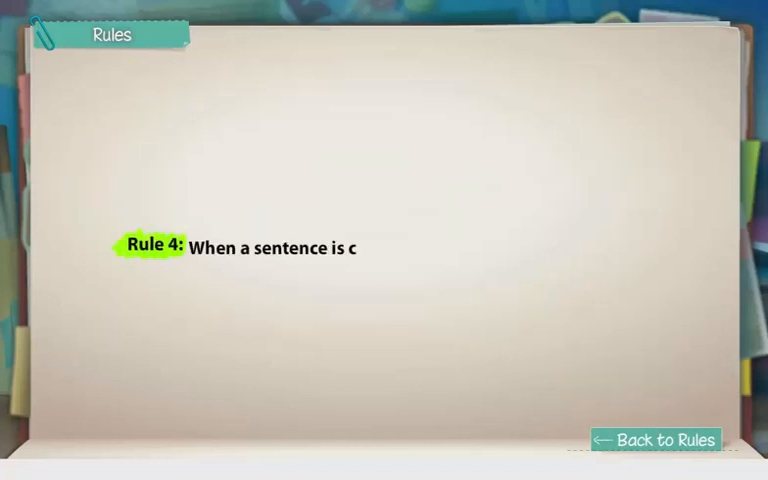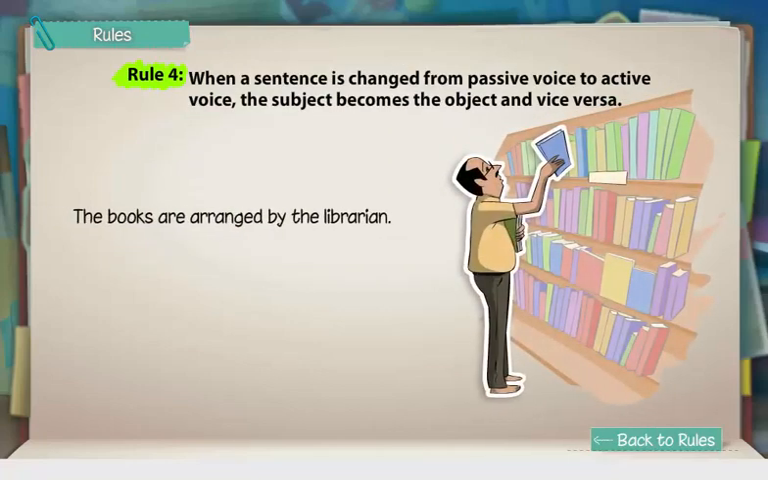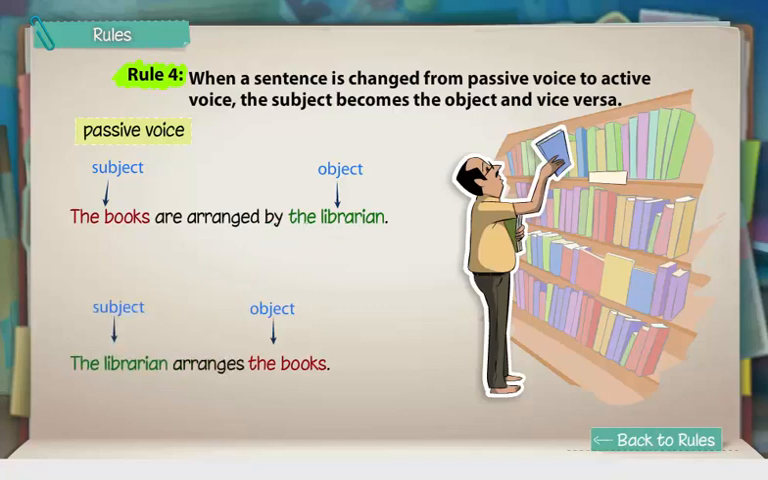When a sentence is changed from passive voice to active voice, the subject becomes the object and vice versa. This sentence is in the passive voice. The subject, the books, comes before the action and the object. To change the sentence to the active voice, make the subject, the books, the object. The object, the librarian, becomes the subject.